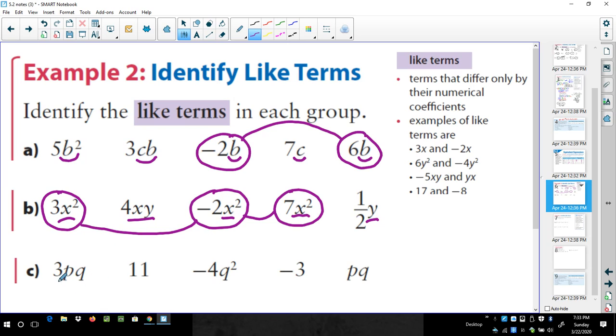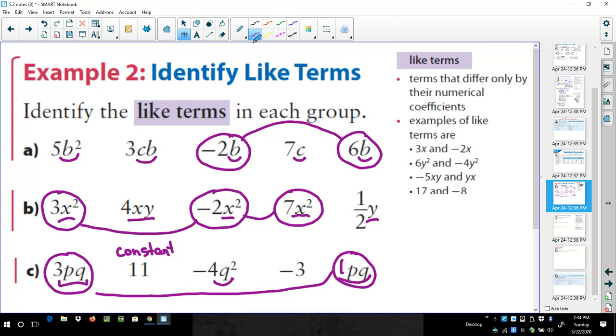Last example, PQ. This is called a constant. It doesn't have a variable, so if I'm going to combine it with something else, it needs to be another constant. Okay, this is Q squared. This is a constant, and this is PQ. So in here, I notice that I have a 3PQ and a 1PQ. Those are like terms. I also have constants. I have an 11 and a 3. So these would be grouped together.